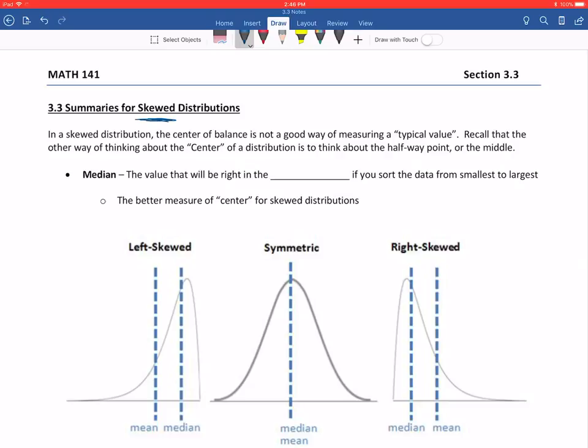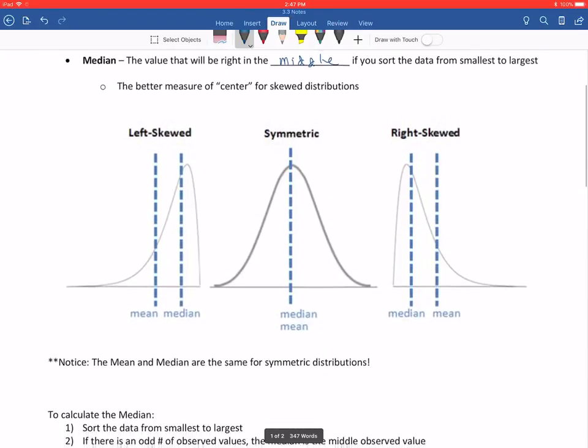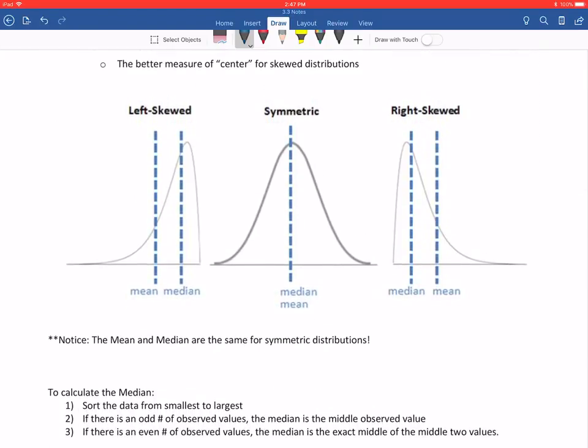So now if we're looking at skewed data, we would prefer to look at the median as our center value. It's the value that is right in the middle if you sort your data from the smallest to the largest. So this is better than the mean if we're talking about skewed data. So we can take a look at these images. Notice if your data is symmetric, both your mean and your median fall right in the center.